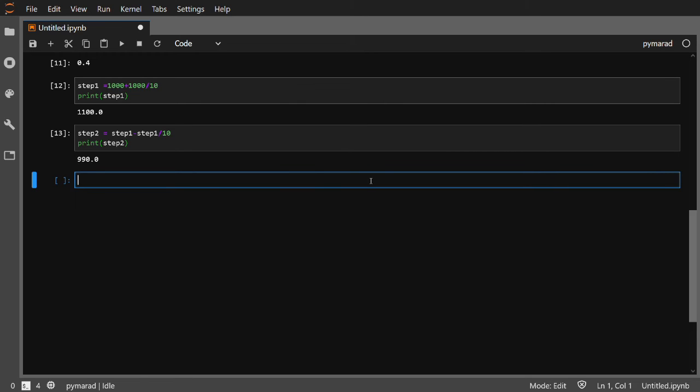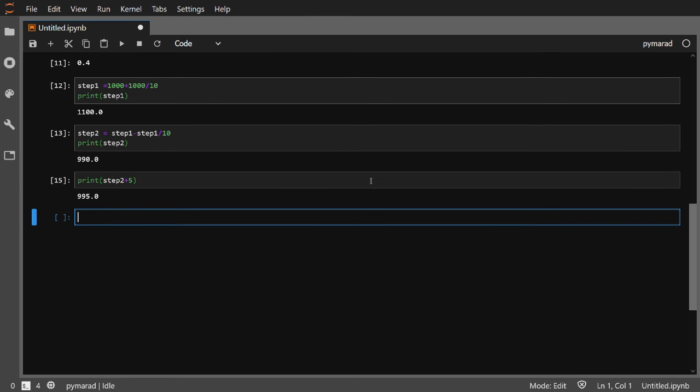In the final step 3, I reward you with 5 money. So I can print right away step 2 plus 5, which prints 995. So 5 money doesn't compensate for the trade, and you shouldn't accept it. Example number 2 goes like this.